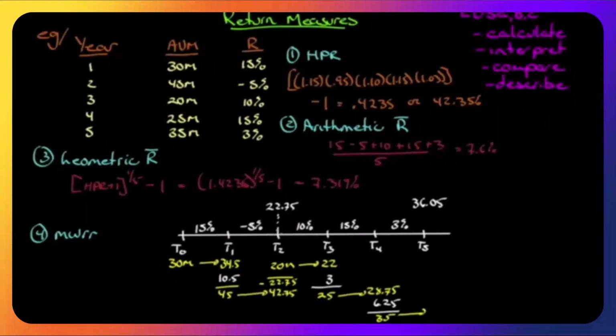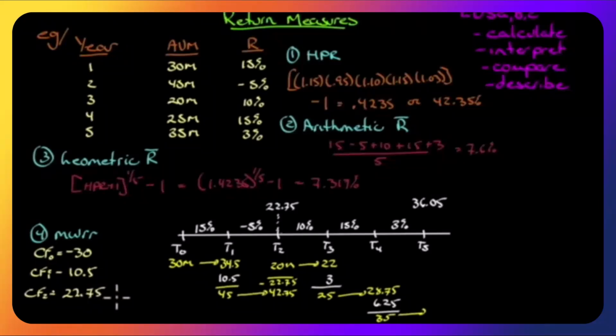So let's model our cash flows. Our cash flow at time 0 is negative 30, because 30 went into the fund, so we'll consider that a cash outflow, right? Our cash flow at time 1, we added another 10.5 to the fund, so we have another cash outflow of 10.5. Cash flow equals negative 10.5. Cash flow at period 2 equals, well, we withdrew 22.75, so that came back to us. That is a cash inflow back to us of 22.75.